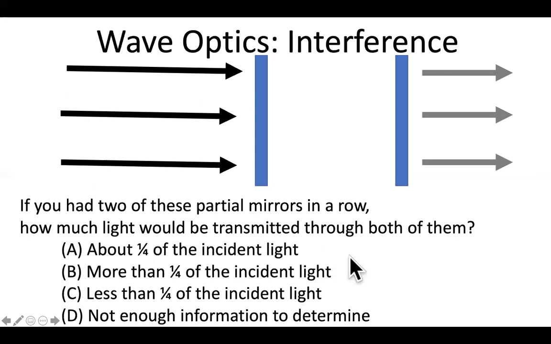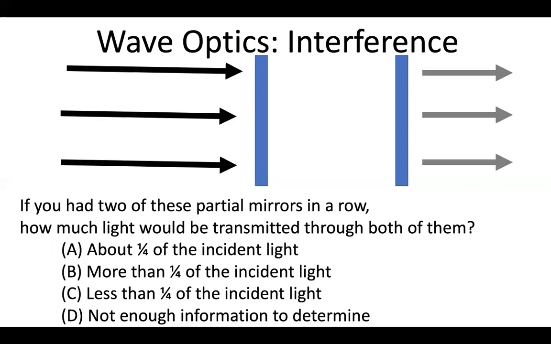There are a couple of options here. Is it about a quarter of the incident light? Is it more than a quarter of the incident light? Is it less than a quarter of the incident light? Or do you not have enough information to figure that out? I'd like you to think about that and pause the video to think about how you might answer that. Okay, the correct answer, this is one of the times where D, none of the above, is the right answer. And I want to try and explain why.